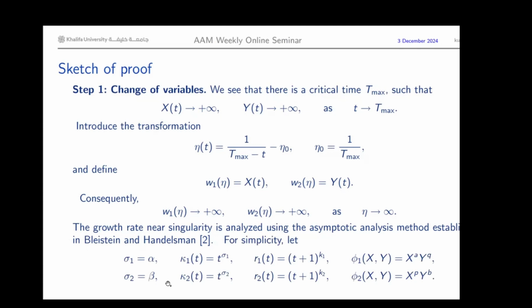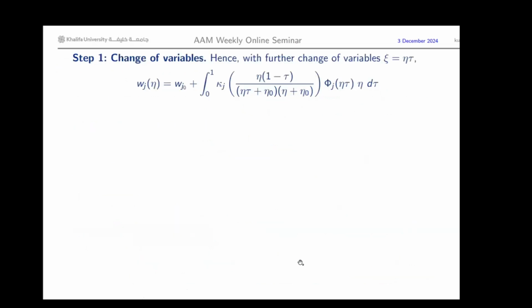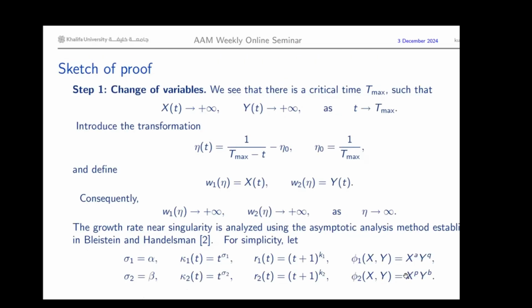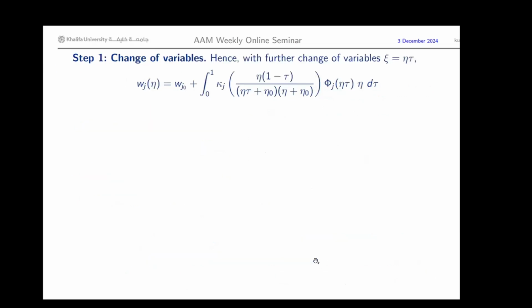So for the sake of simplicity, we denote by sigma our fractional order derivative. This is also the power of our kernel. And kappa 1, kappa 2 is just our kernel of integration. And this R and phi is simply our right-hand side. And then, as usual, we work with the integral formulation, right?